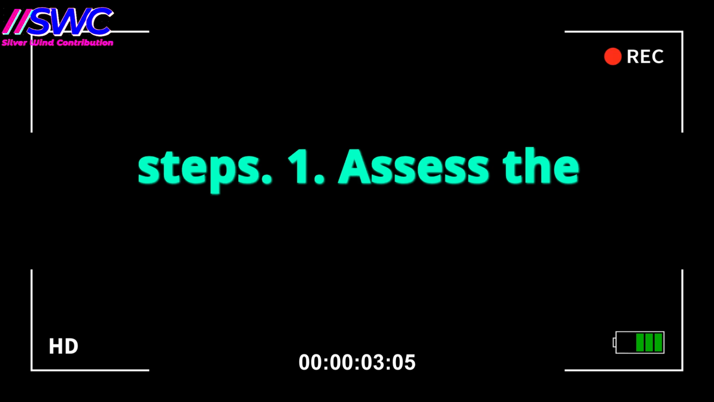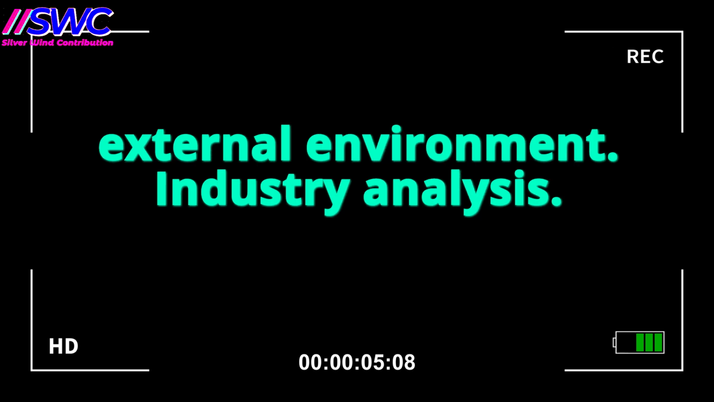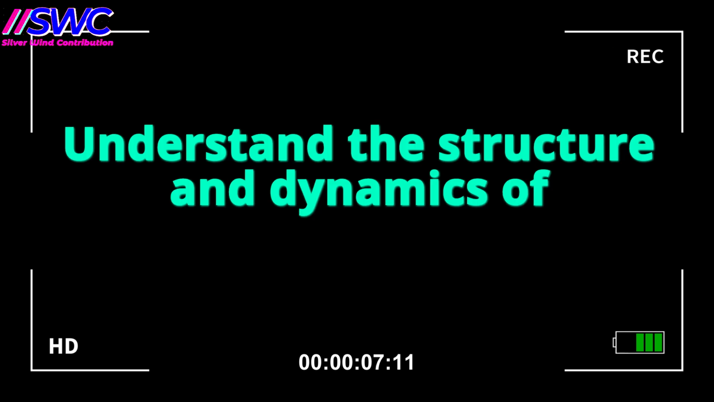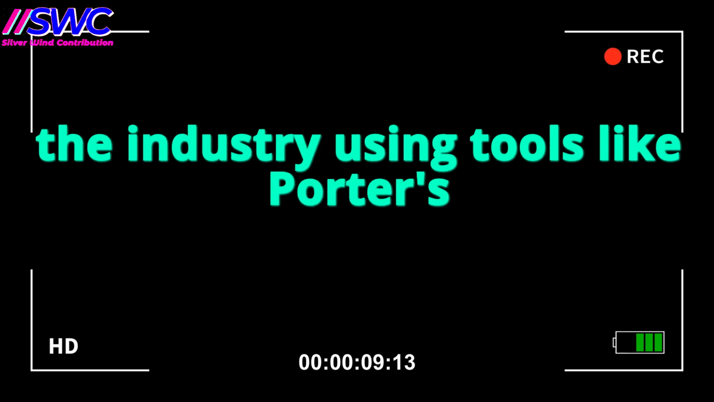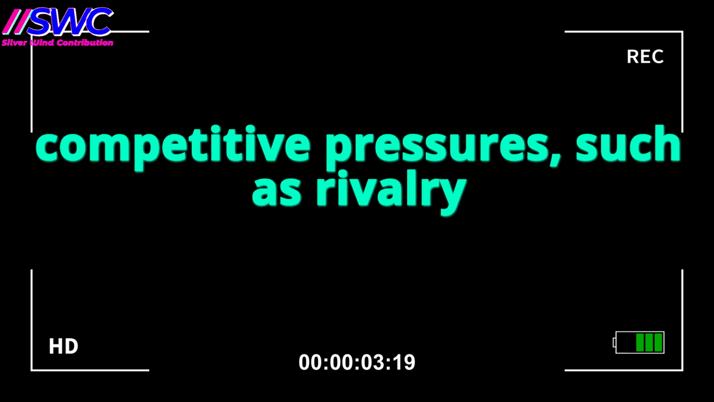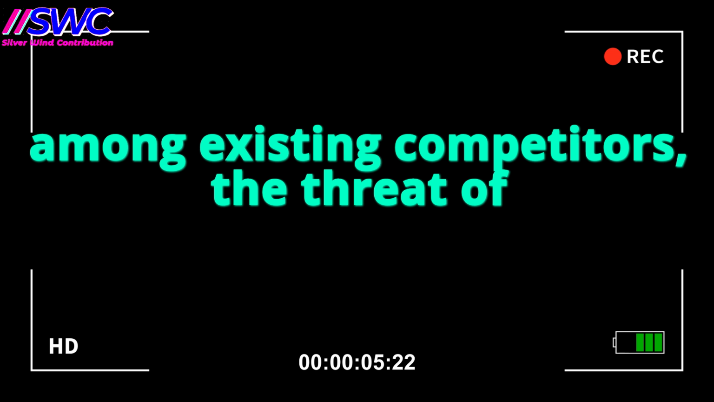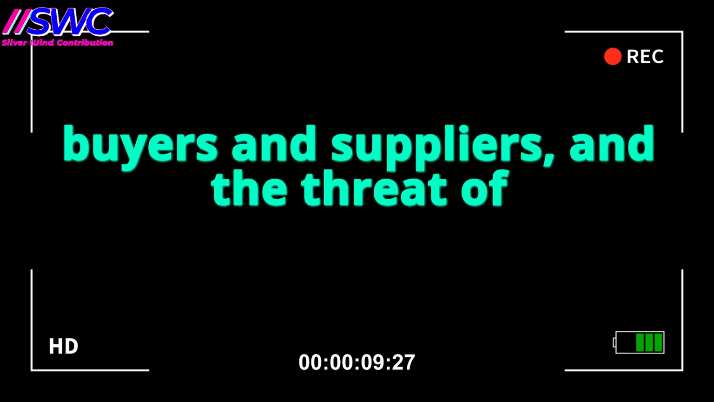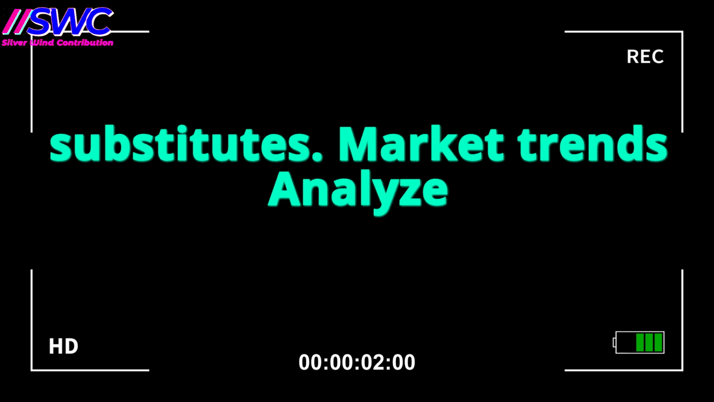1. Assess the external environment. Industry analysis. Understand the structure and dynamics of the industry using tools like Porter's 5 forces. This helps in identifying competitive pressures, such as rivalry among existing competitors, the threat of new entrants, the bargaining power of buyers and suppliers, and the threat of substitutes.